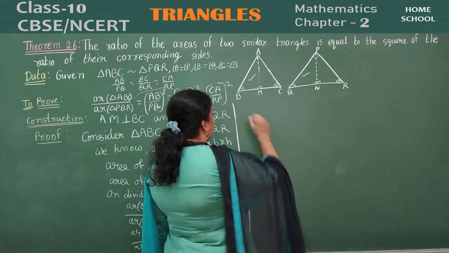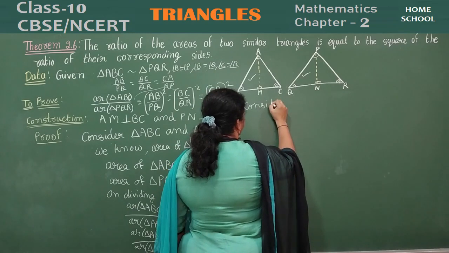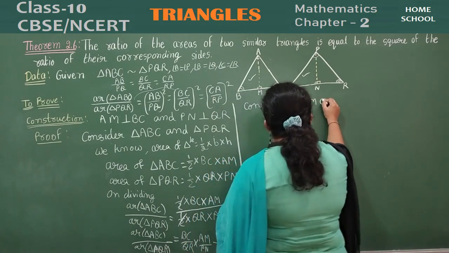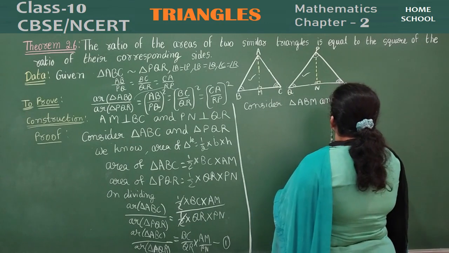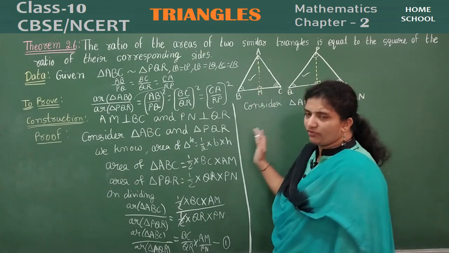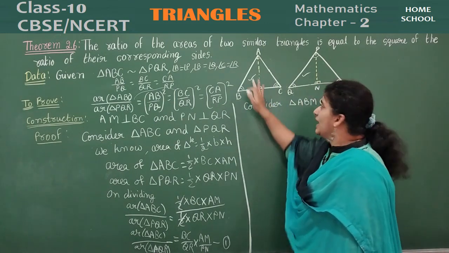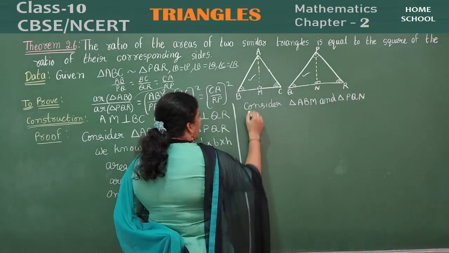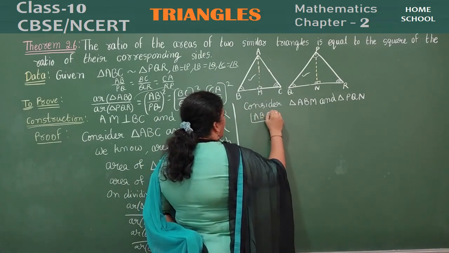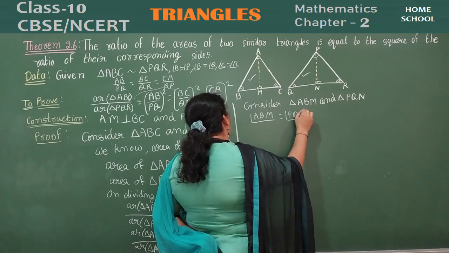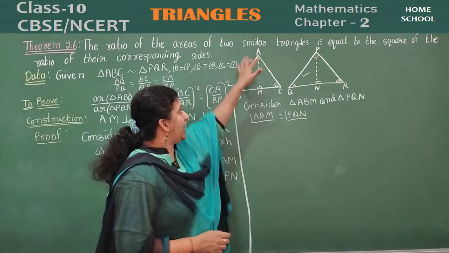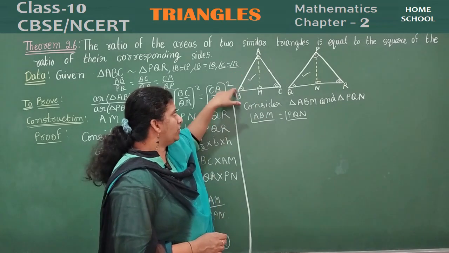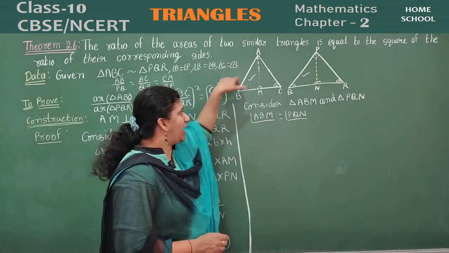So let's see here. How to start the problem here? Consider triangle ABM and triangle PQN. Observe here, children, I am not taking the full triangle, I am taking only part of the triangle. ABM and PQN, okay? So now, from this, what can I say here? Angle ABM is equal to angle PQN. Children, observe here, ABM I am saying. Does this angle end here? No, no. If you want, you can write angle ABC is also equal to angle ABM.